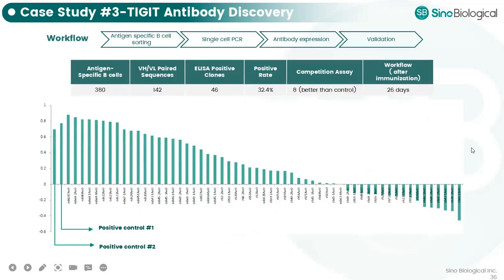And this is the TIGIT antibody discovery. TIGIT is a crucial molecule for therapeutic antibody generation. This time we used antigen-specific B-cell sorting. We obtained single B-cells and directly did the cloning for antibody expression, followed by validations. Within 26 days, we obtained multiple clones, or multiple antibody sequences, showing a similar function to 2 positive controls.